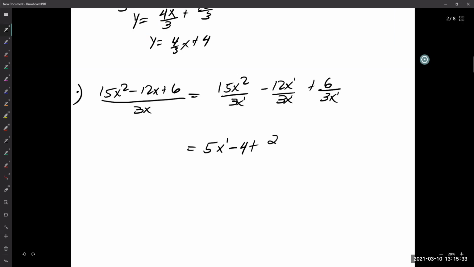6 over 3, that's going to cancel and leave me with a 2 up top. And since we don't have any x's to cancel, we're just going to leave that x in the denominator.